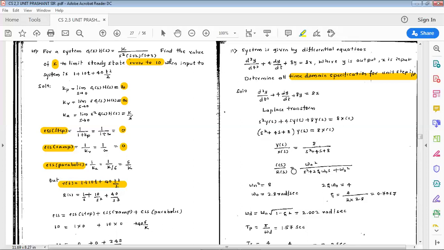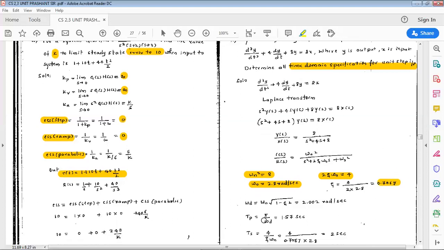C of s by R of s is equal to omega n square divided by s square plus 2 zeta omega n s plus omega n square, right? So compare these two equations. We can write omega n square equal to what? 8. Similarly, we can write 2 zeta omega n equal to what? 4, right? So we can write omega n equal to what? 2.8 radians per second. Similarly, if you want to find zeta, 4 by 2 into 2.8, that results in a zeta value of what? 0.7067, right? How to find omega d? It's the actual damped frequency, omega n under root 1 minus zeta square, which results in 2.002 radians per second.